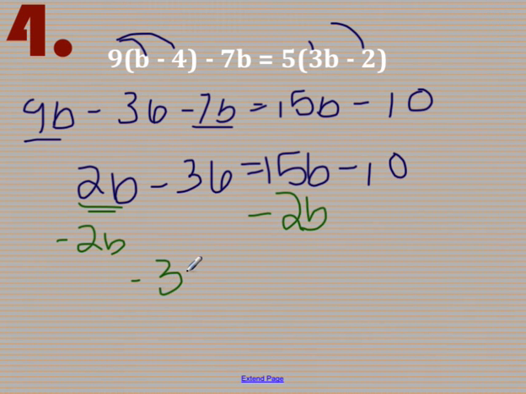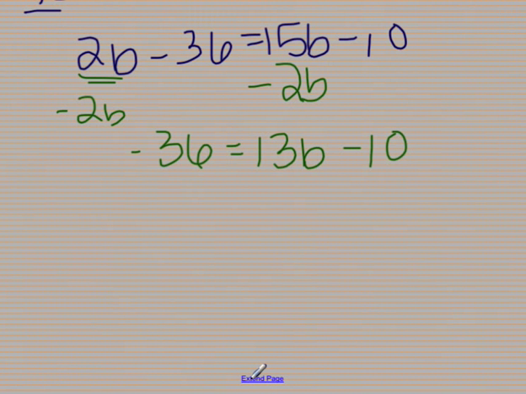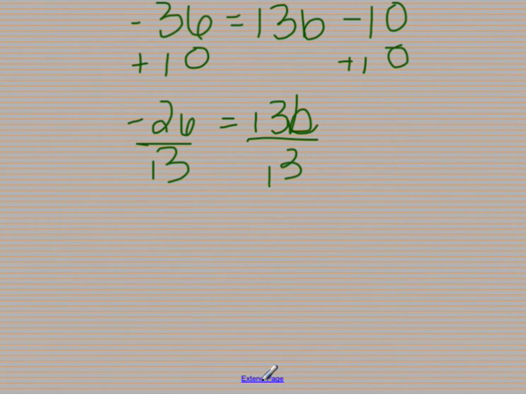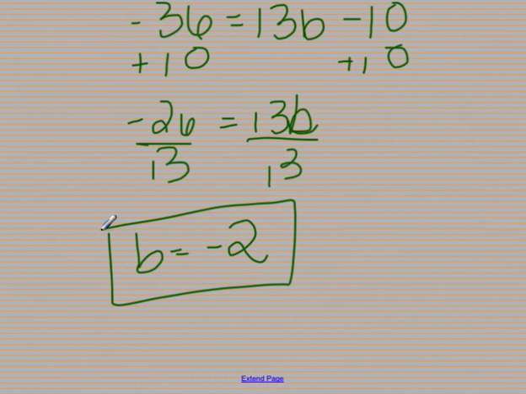And then I get -36 is equal to 13b minus 10. Now, I want to get that -10 over to the other side, so I'm going to go ahead and add 10 to both sides. And then I get -26 is equal to 13b. Well, that 13 is being multiplied by the b, so I can go ahead and divide both sides by 13. -26 divided by 13 is -2. So your final answer for number 4 is -2.